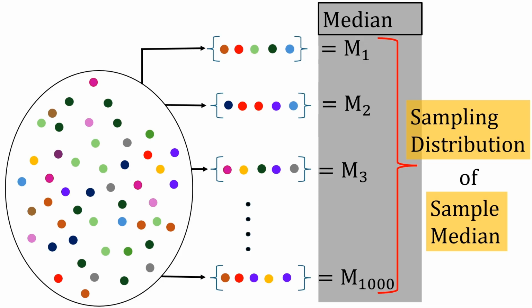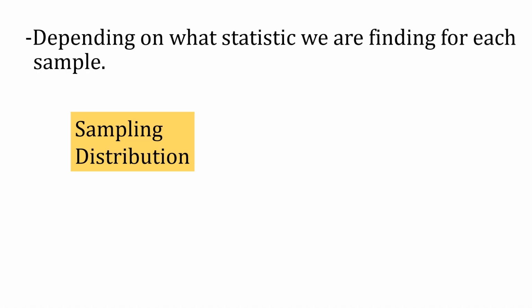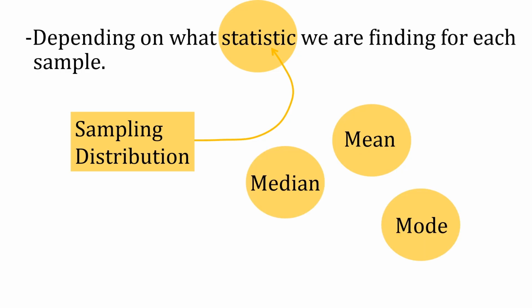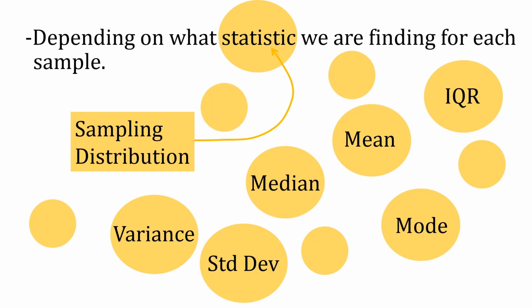So depending on what statistic we find for each sample, we can have a sampling distribution of that specific statistic. Like we can have the sampling distribution of the sample mean, median, or mode. If we find the variance of each sample, then we can have the sampling distribution of the sample variance, standard deviation, interquartile range, and so on.